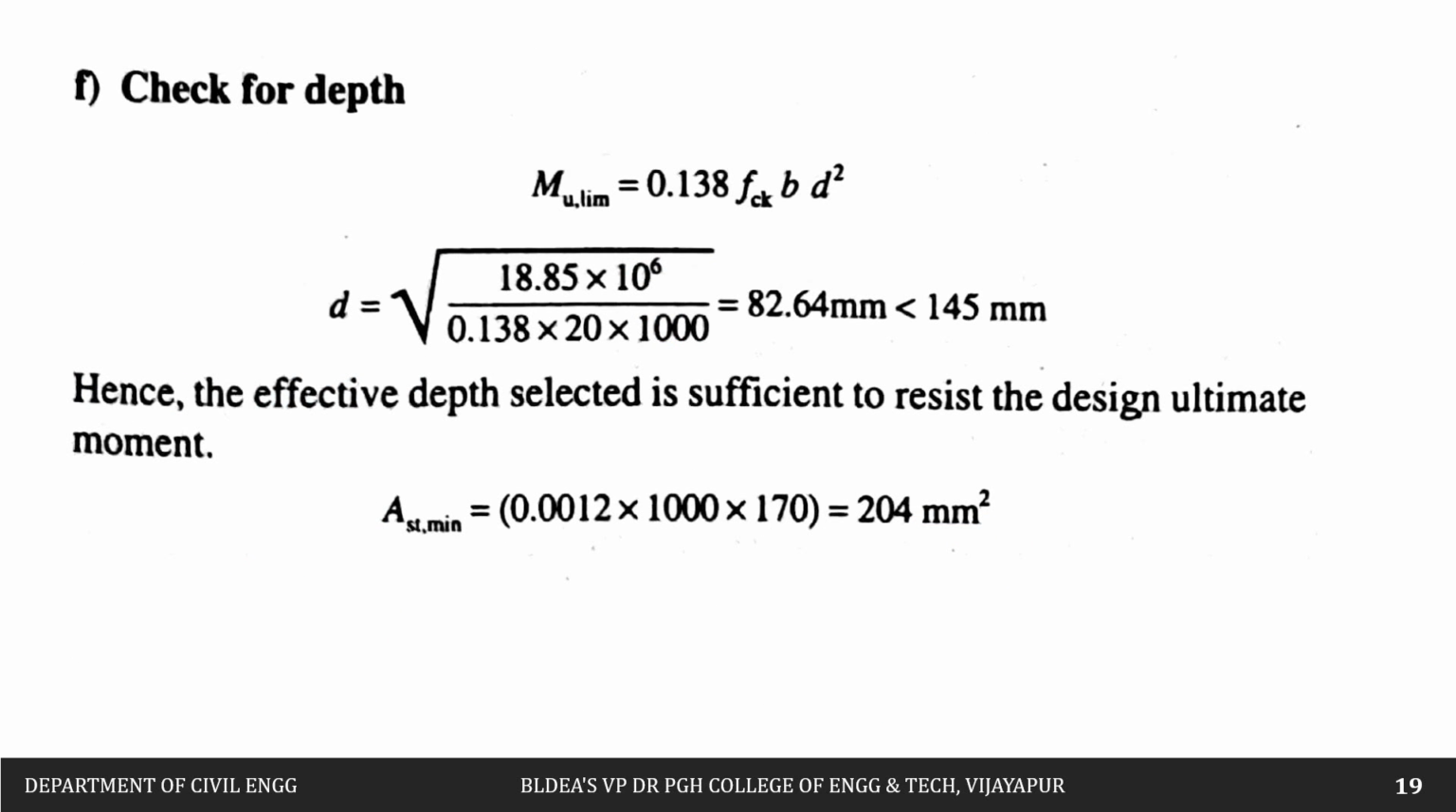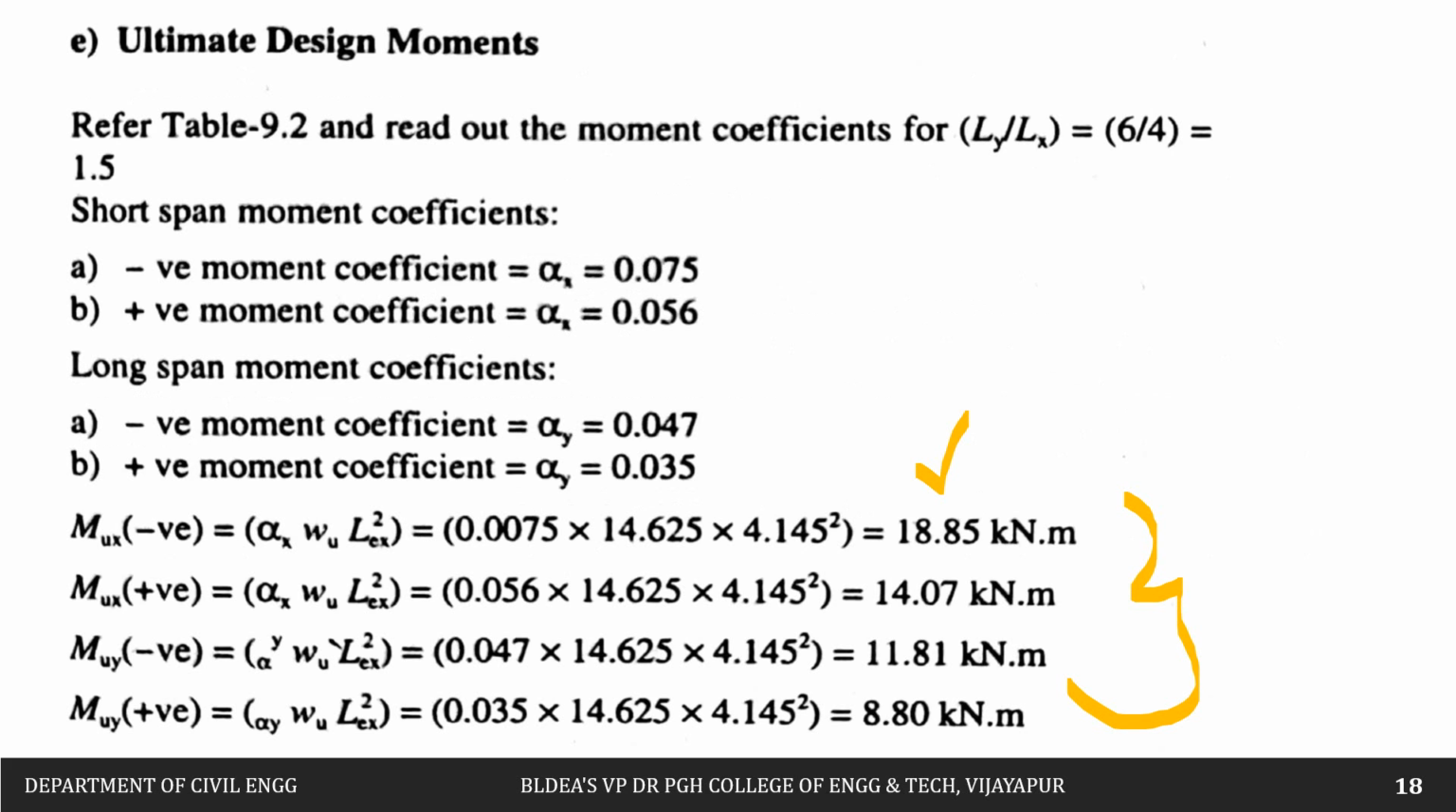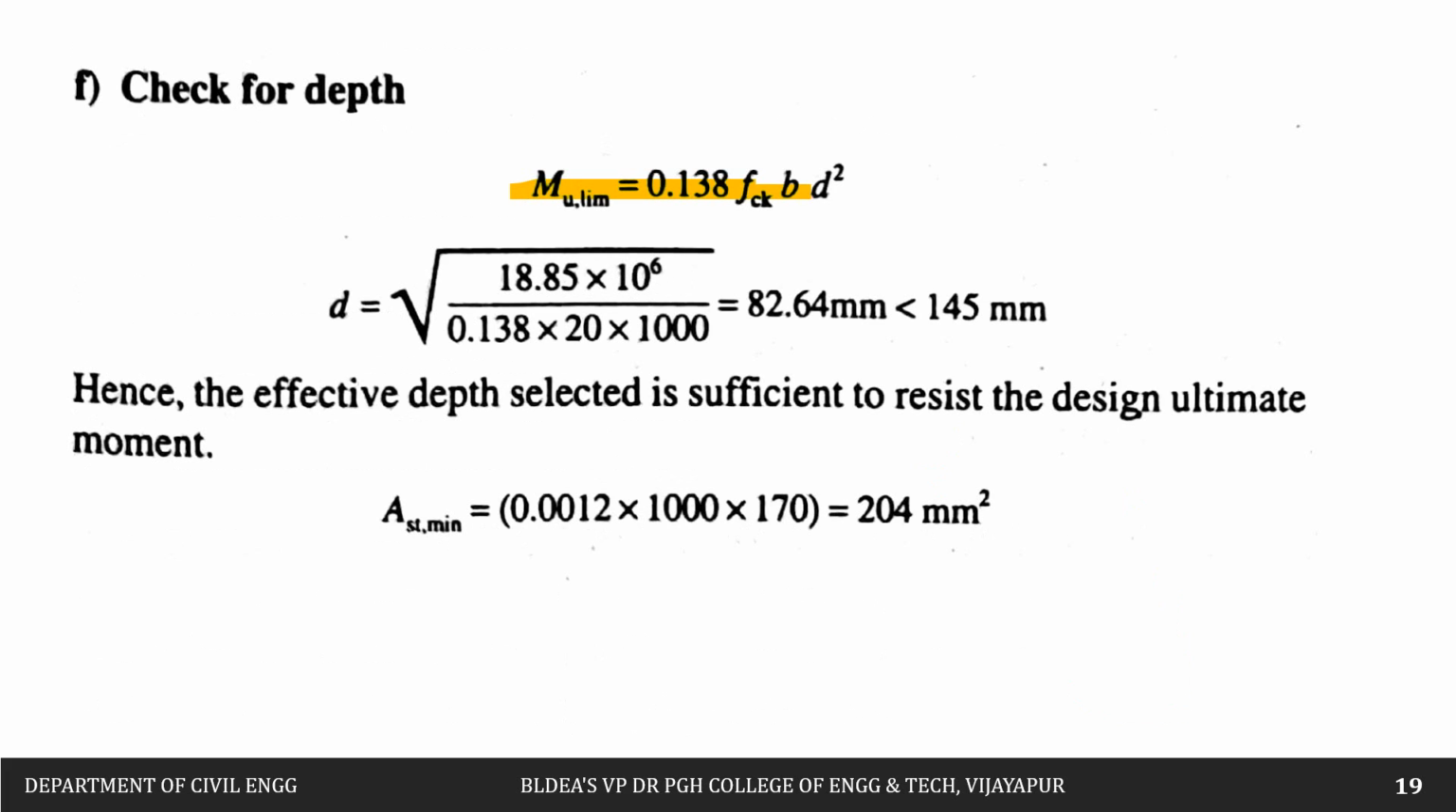After calculating these moments, based on the maximum moment, let us calculate the depth required. Mu equals 0.138 fck b d square. So d will be equal to Mu, that is the maximum moment, 18.85 into 10 raised to 6, divided by 0.138 fck b. We get 82.64 mm, which is less than 145 mm. So the depth provided is sufficient to resist the ultimate moment, and Ast minimum will be 0.12 percent of b into D, that is 1000 multiplied by 170, which will be 204 mm square.